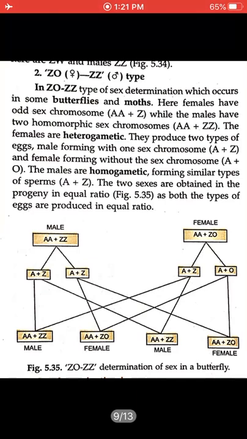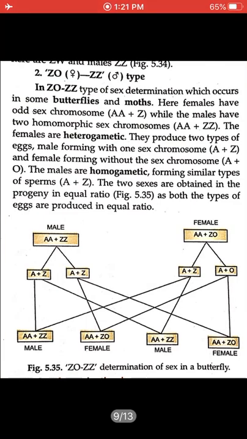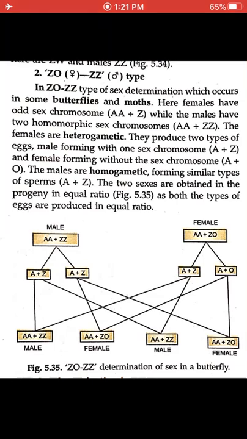So in this case, who will decide the sex of an offspring? The female, because females are heterogamic. Whatever the species, whether male or female, whosoever is heterogamic will determine the sex of the offspring. Now in this figure you can easily see that males form similar gametes, A plus Z, but females, as they are heterogamic, form A plus Z and A plus O.